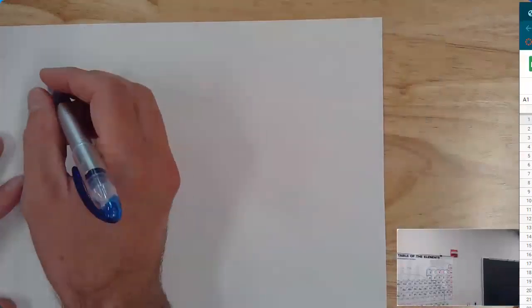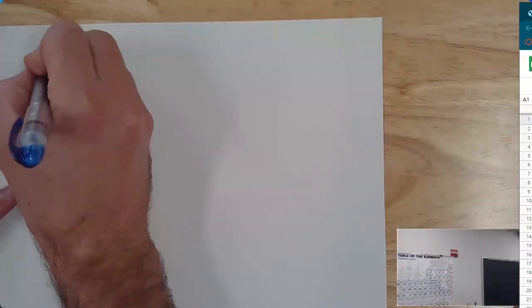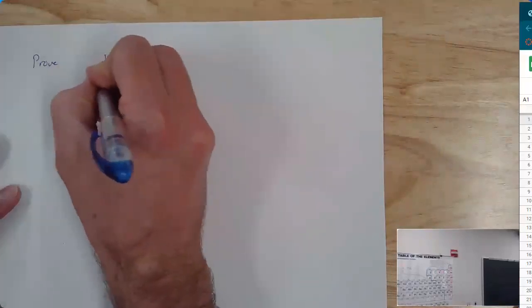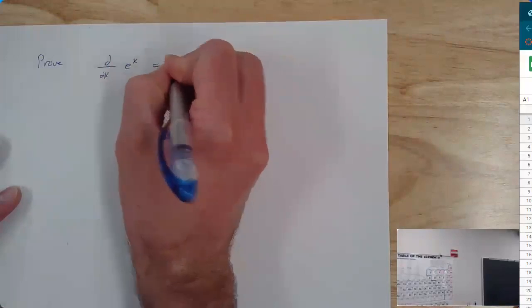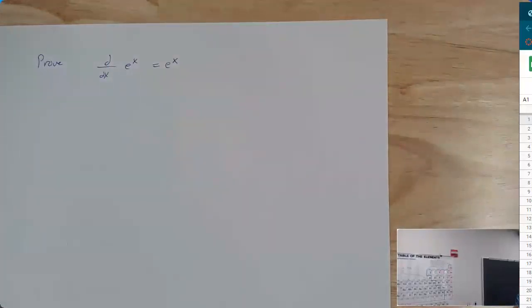So before we end up here, I did want to show you, just because it sounded like it was giving you some trouble, how we prove that the derivative of e to the x is equal to e to the x. There's a number of ways of doing this, depending on what you've already got. Some people like to do the derivative of the natural log of x first, and then use implicit differentiation, which is not what we're going to do. We're going to use the limit definition.